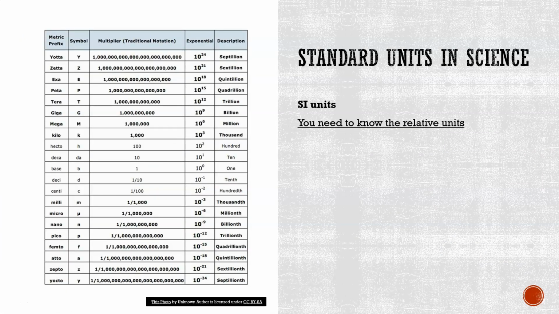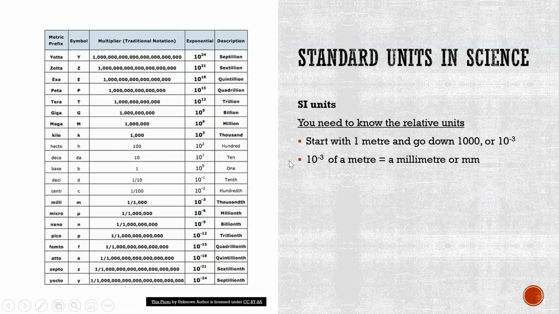Okay, so when we're looking at items that are very small, we have a whole scale of SI units that we use. Now you need to know some of these relative units. So if we start at 1 meter and we reduce our size by 1,000, we're reducing it by 10 to the negative 3. So we're removing the 3 zeros. 10 to the negative 3 of a meter is the equivalent to a millimeter.